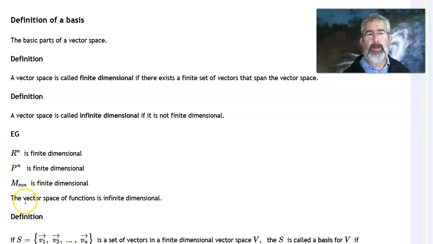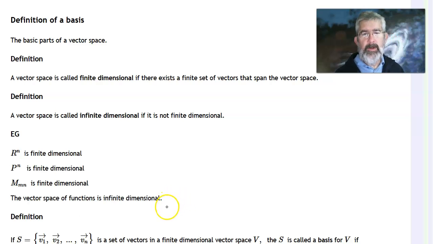Pn, of course, is a subset of the set of all functions. But it's finite dimensional. But when you look at continuous functions, that's infinite dimensional. Functions with first-order derivatives, that's infinite dimensional. Second-order derivatives, that's infinite dimensional. Functions that have all of their derivatives, that's infinite dimensional. These are just huge vector spaces. But then within those, there are subspaces that are finite dimensional, as Pn is finite dimensional.